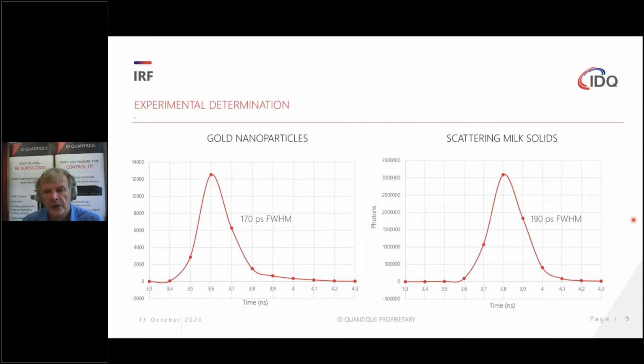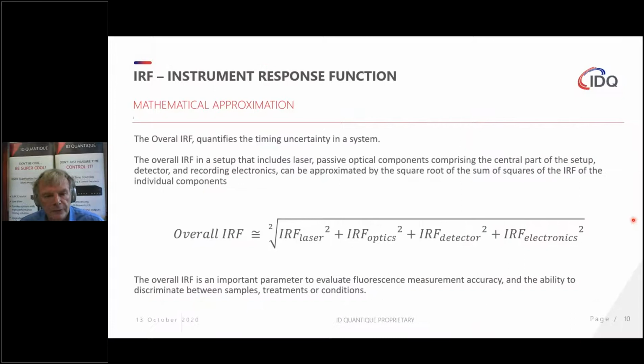That is this sum, and I think that's what I indicate on the next slide. The sum of all the components. So you can also mathematically approximate it. The overall setup, including the laser, your passive optical components that determine the central part of the setup, your detector and your electronics, can be approximated by taking the square root of the sum of the squares of your components.